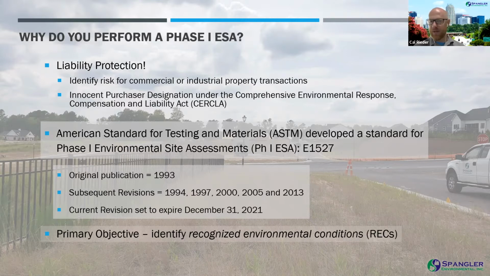So in 1993, ASTM, the American Society for Testing and Materials, developed a standard for environmental site assessments called E1527 and published what is considered today as the industry standard for the initial phase of environmental due diligence. This standard has been revised over the years, as early as 1994. But the most recent revision is 2013, which is what we're dealing with today. That standard is set to expire on December 31st of this year.